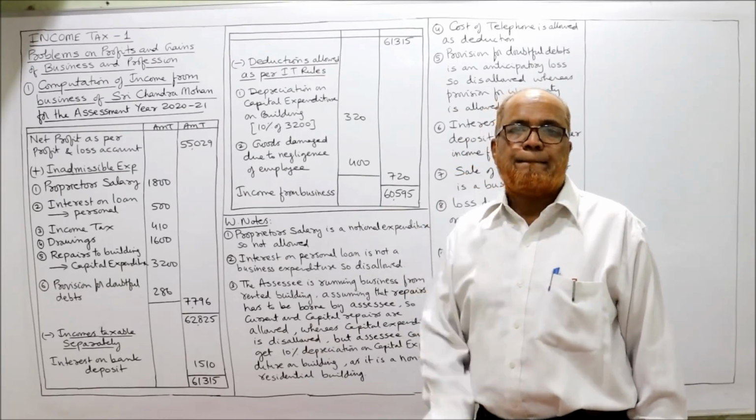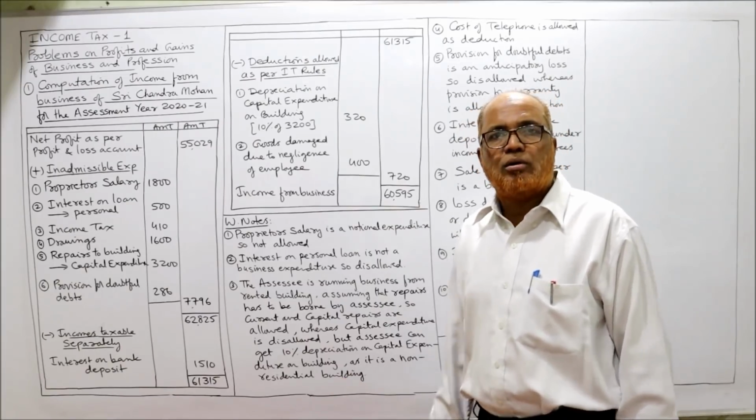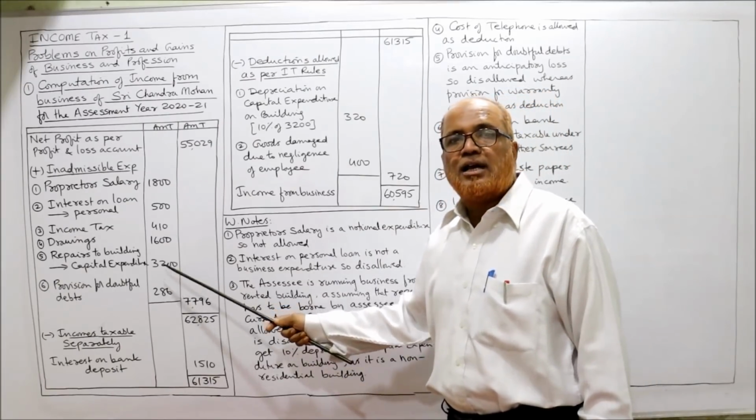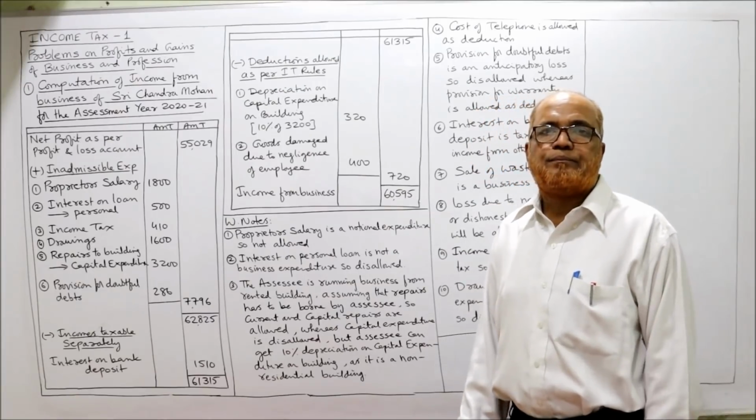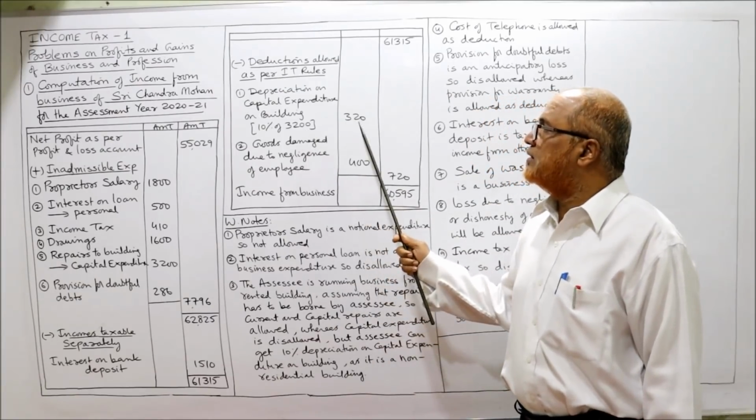It's a part of building. So on building, depreciation will be allowed. So this 3,200, 10% depreciation is there on building. So 10% of 3,200, 320.